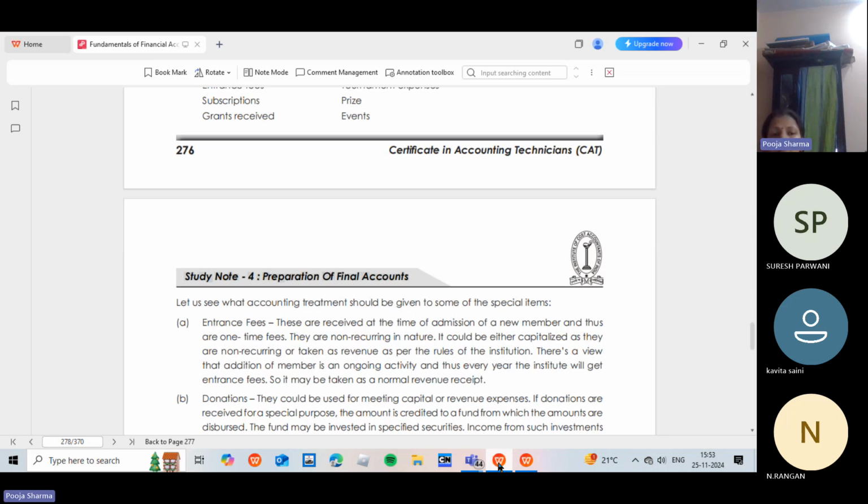Mostly for all the items that we are going to talk about, the same treatment will be done. If they are of revenue nature, we will show them in the income, and if they are of capital nature, we will show them under capital. Next.